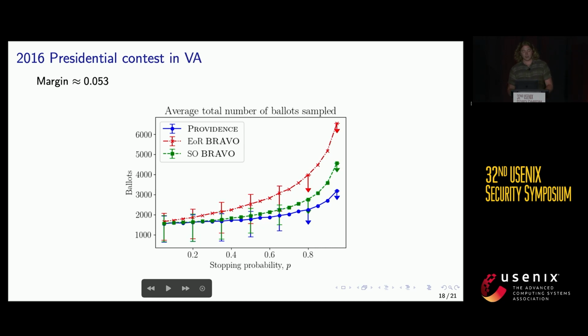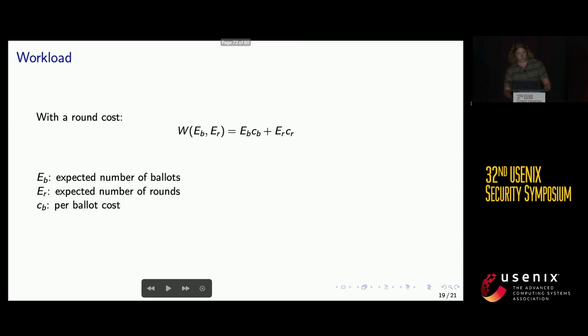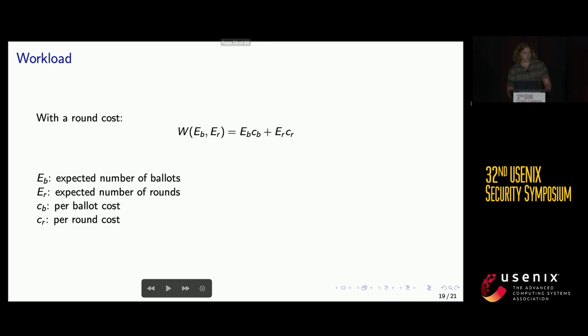which is exactly consistent with the fact that BRAVO in the ballot by ballot case, drawing one ballot at a time, is already known to be most efficient. And so this exactly shows why just using the number of ballots or something linear in the number of ballots isn't sufficient as a workload estimate, because we don't actually want to draw one ballot at a time. And so here's a simple way to introduce a cost per round, just a linear cost per ballot and a linear cost per round. So here, EB is the expected number of ballots, ER the number of rounds, CB the cost per ballot, and CR the cost per round.